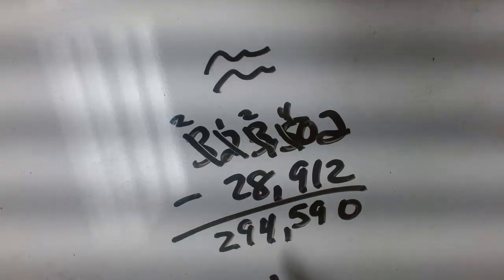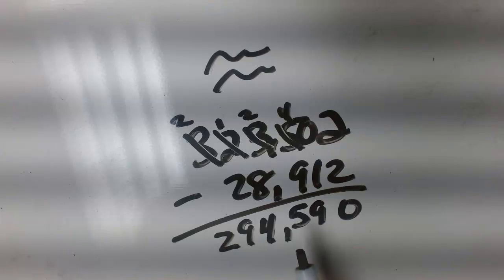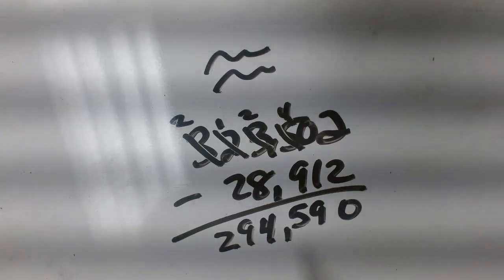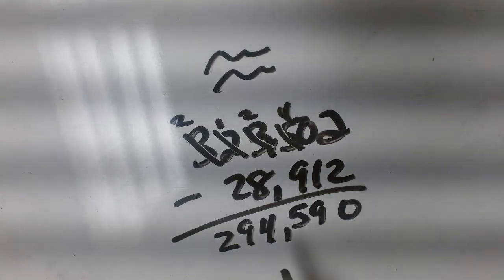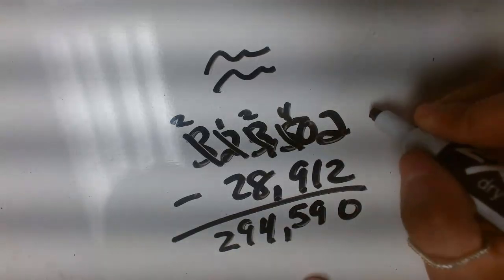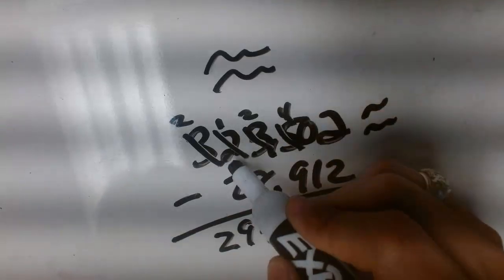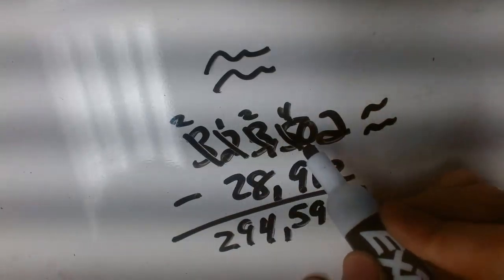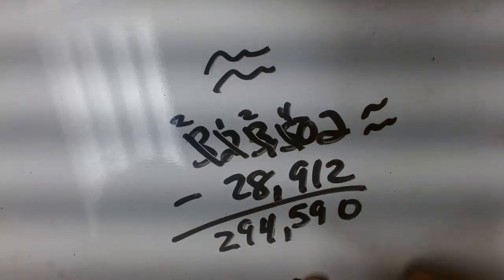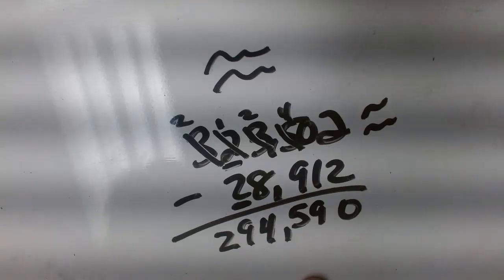But when you do estimation, we're going to round. In this case, I'm going to ask y'all to round each number to the same place value. So in this case, we're going to round to the nearest 10,000. If we were looking at 323,502, rounding to the nearest 10,000 means we're focusing on that number right there.